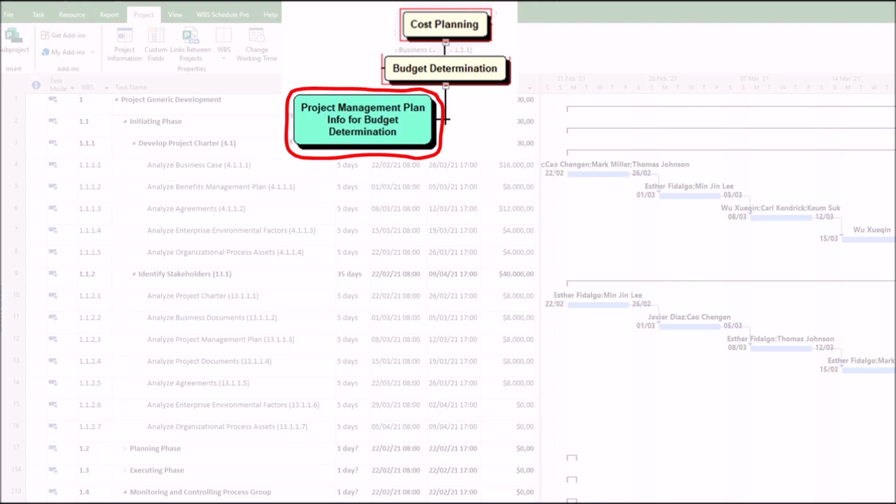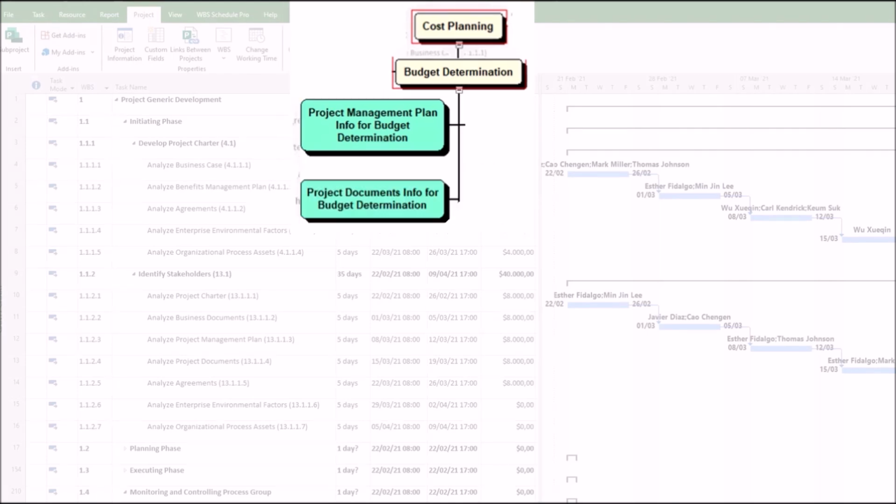As a final message, the project management plan is vital to the determine budget process because it integrates all planning documents that influence cost estimation, ensuring a realistic, controlled, and well-justified budget. Without it, budgeting would lack structure, leading to potential financial mismanagement.